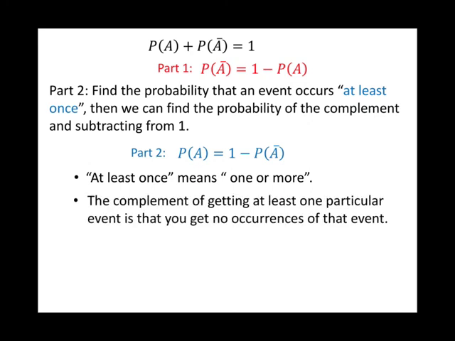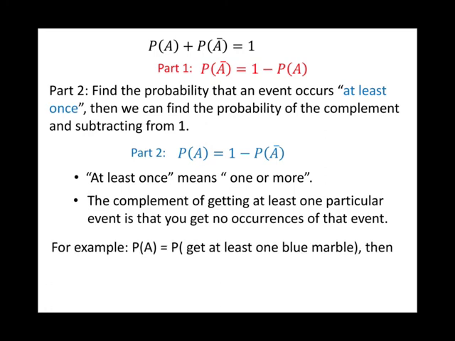Think about it. The complement of getting at least one particular event is that you get no occurrence of that event. For example, if I want to find the probability of getting at least one blue marble, that means I want to get either one or more blue marbles. So what is the complement of getting at least one blue marble? How could I write it in a sentence? The complement of at least one blue marble will be not getting any blue marbles. This is the complement.